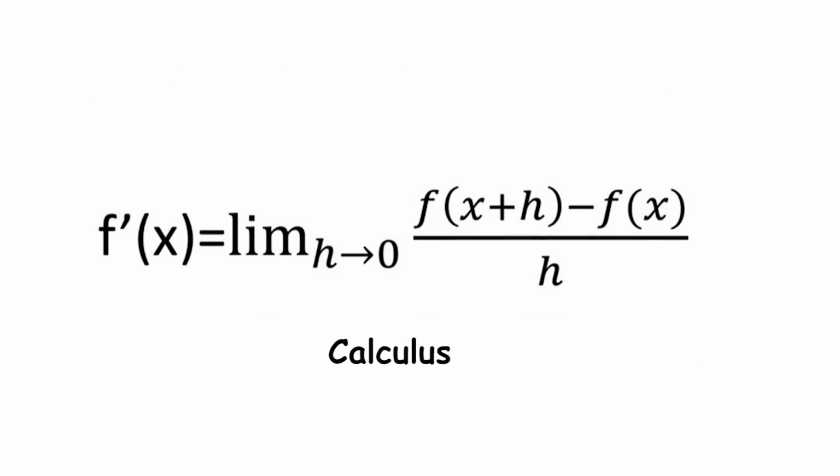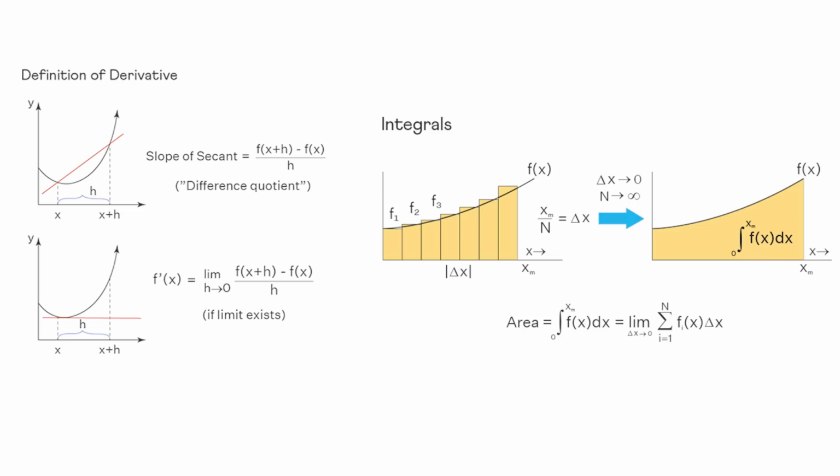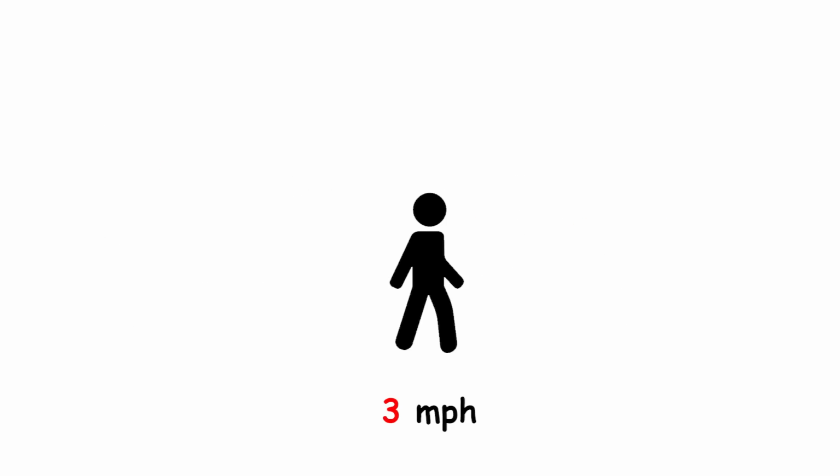Calculus. Calculus is a branch of mathematics that helps us understand how things change over time. It has two main parts. Number 1 is derivatives, and number 2 is integrals. A derivative measures the rate of change of a quantity. For example, if you are walking at a speed of 3 miles per hour, the derivative of your position is 3 miles per hour. This tells you how quickly your position is changing.